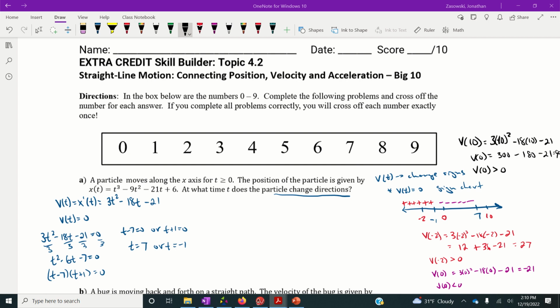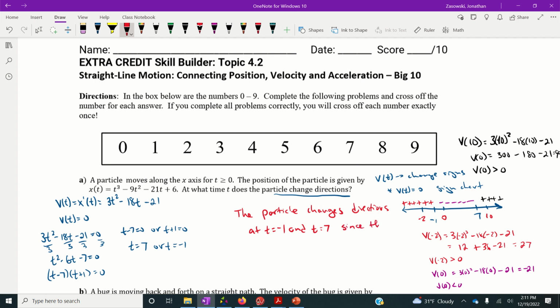Okay, so we know that from the get-go just to start with. When does it change directions? When it switches at negative 1, because we go from positive to negative, and at 7 because we go from negative to positive. That's it. Okay? So we can say the particle changes directions at t equals negative 1 and t equals 7. That's the times where it stops. So it's changing directions at those times.